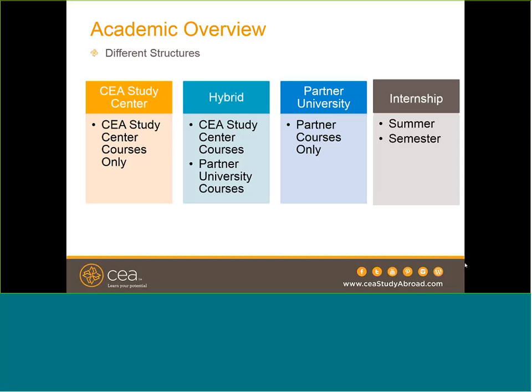The third option available is the hybrid program, which is actually the second image on the slide. In this program, students will take courses both at one of CEA's 9 study centers, as well as a foreign partner institution in the host city.